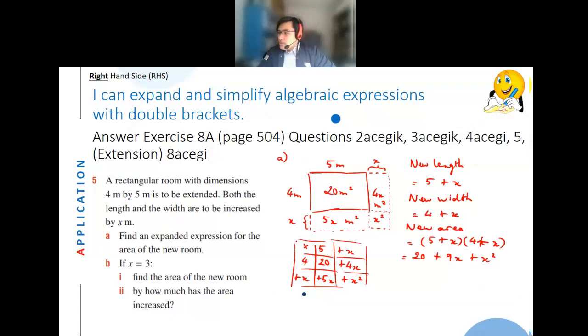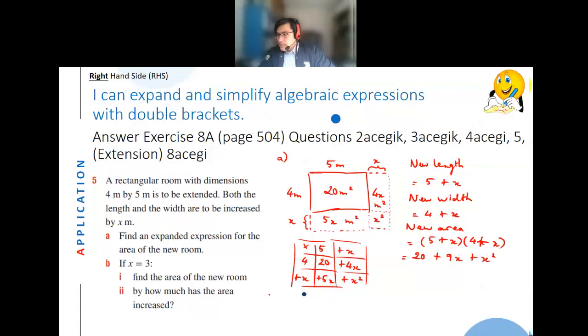So there are two ways that you can do it. You can do it straight from the diagram, or you can rewrite everything in algebra. Find a new length, find a new width, write it as a double bracket for the area, and then expand it from there. But you can totally work it out from the diagram as well.